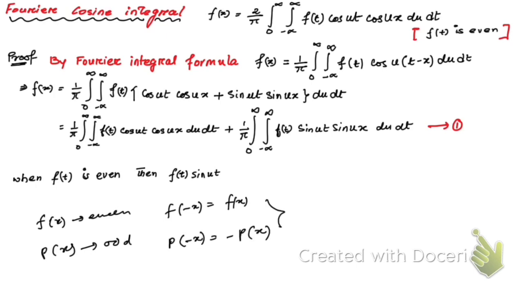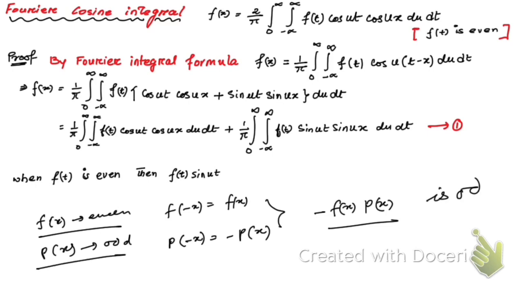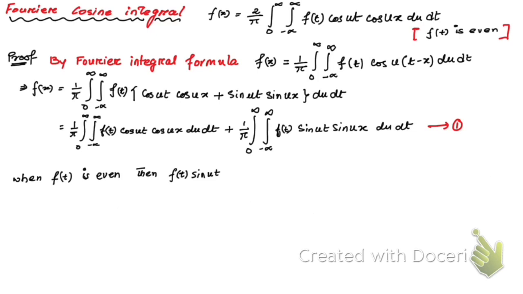So their product is again minus f of x into p of x. As we are getting minus here, that's why the product of an even and an odd function is odd, right? So hope you have understood these things. Now this part is an odd function, as sine ut is an odd function.